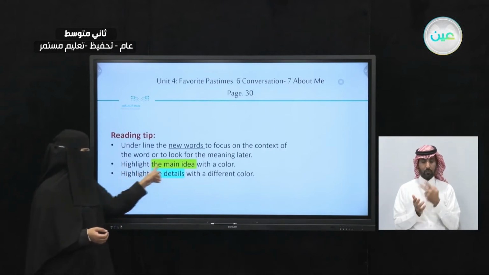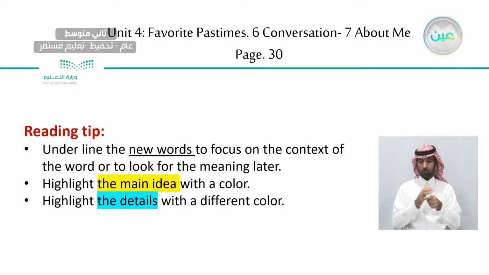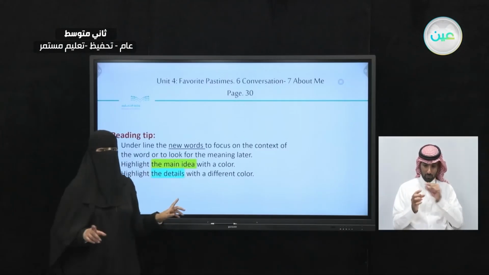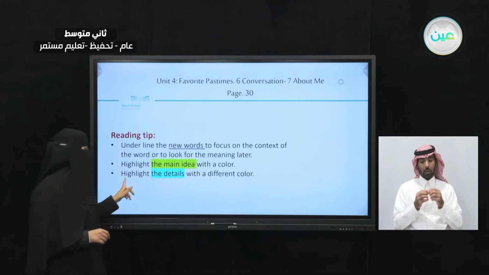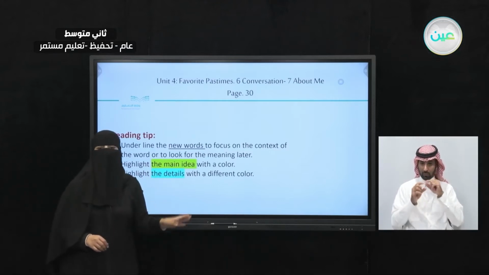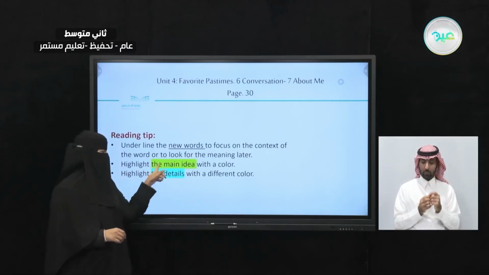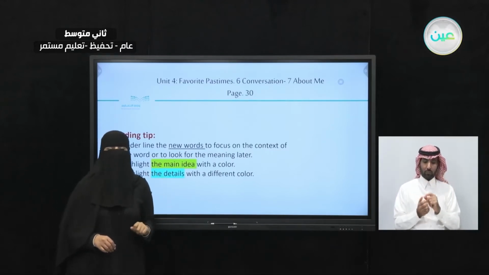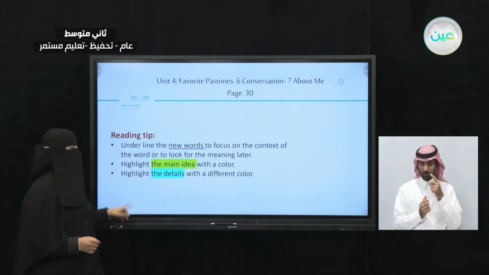And highlight the main idea. I use this when I read academic texts. I highlight the main idea with yellow, and I highlight the details with a different color. Usually, I highlight the main idea with yellow, and the details, I highlight it with blue. But you can choose anything you like.